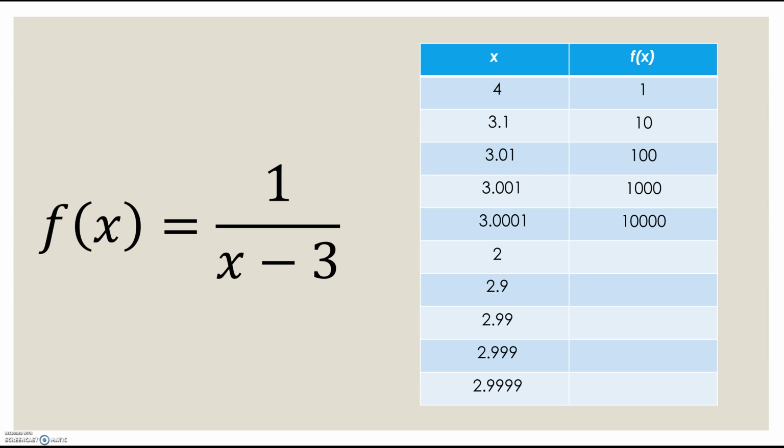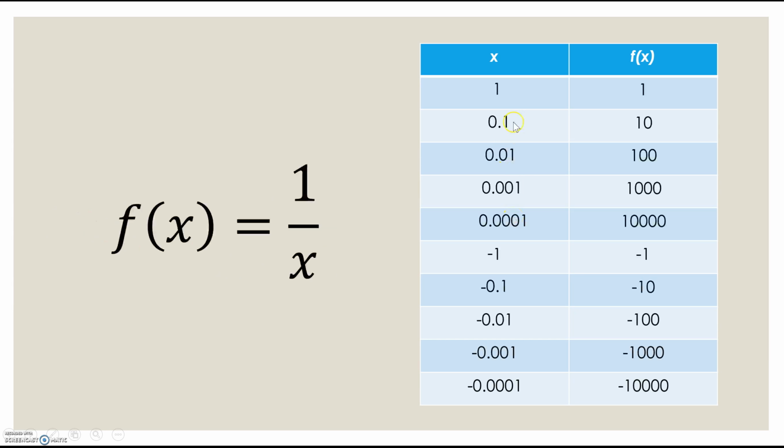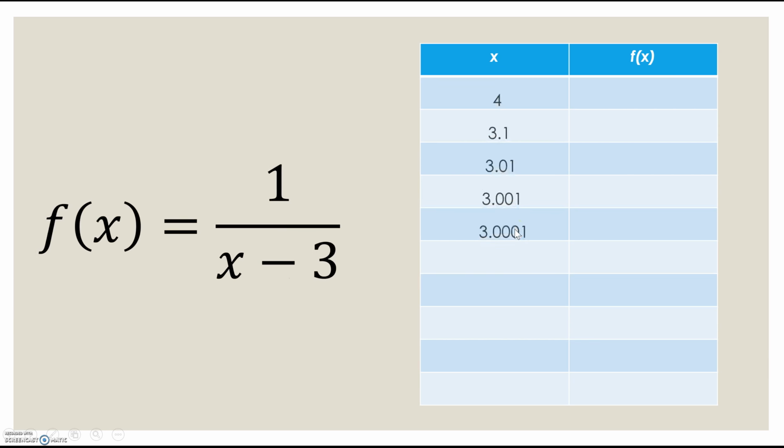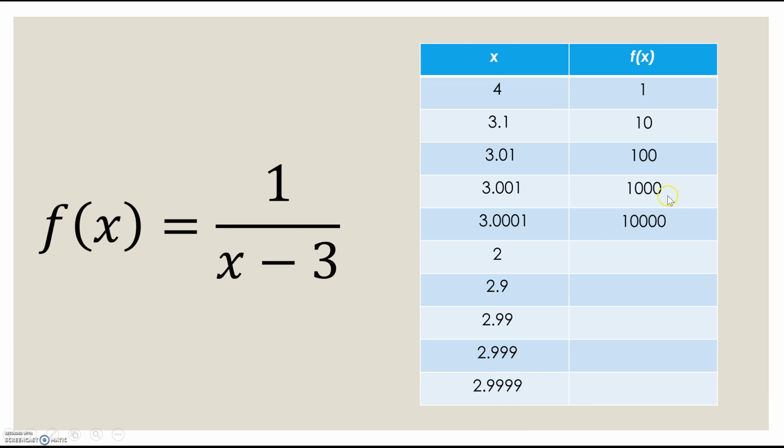So it's almost exactly the same as what I had for 1 over x, except instead of picking x's that are getting closer and closer to 0 like I had before, now I'm picking numbers that are approaching 3 instead, and closer to 3. And the closer I get to 3, the more outrageously large my f of x becomes. Same thing if I go from the other side.